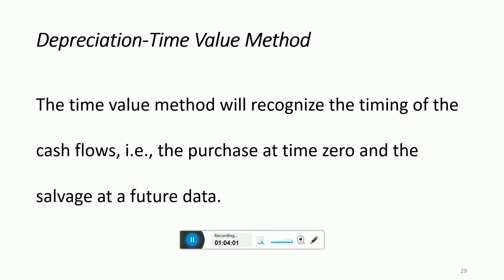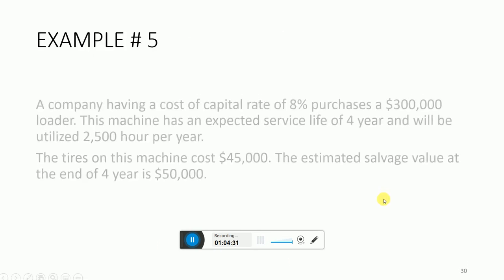In this case, the cost of the tires is deducted from the total purchase price, which includes amounts for all options, shipping and taxes, etc. A judgment about the expected service life and the corporate cost of capital rate are both necessary parameters in this analysis. Now we will also have an example on this time value depreciation method.